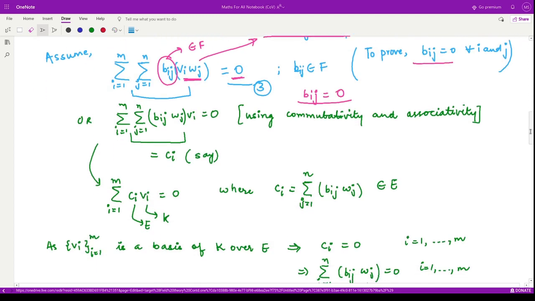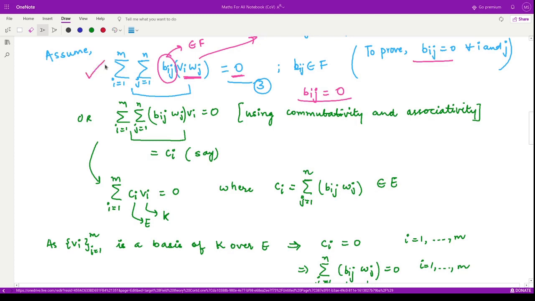So proceeding further, this is the expression that we have with us. We can rearrange the terms. We can just commute these two, because now we are in a field and these elements are in K. So we can use commutativity and associativity. We can take the brackets over these two and call this whole term some c_i for i varying from 1 to m. So these c_i, where do they belong?